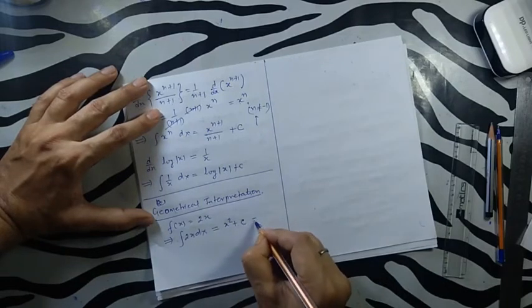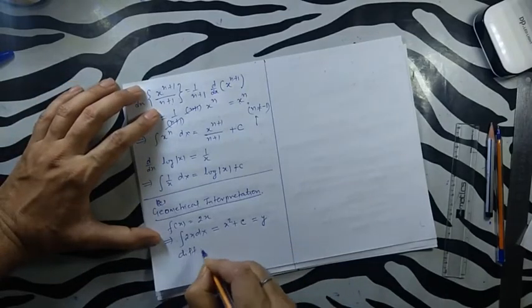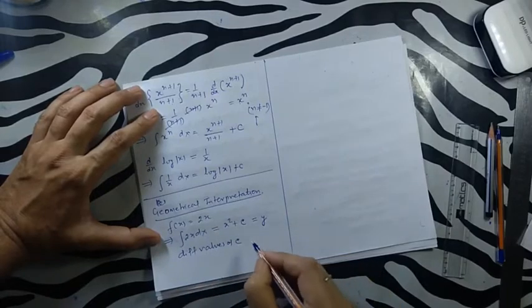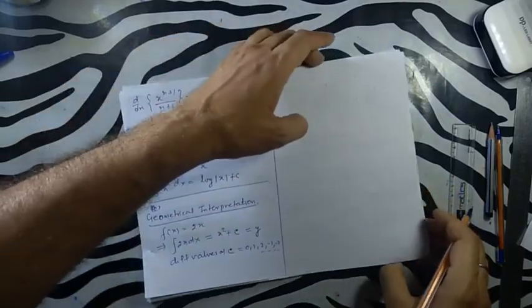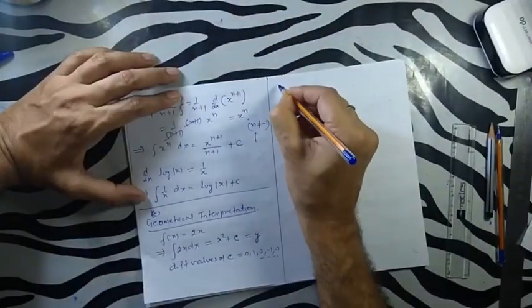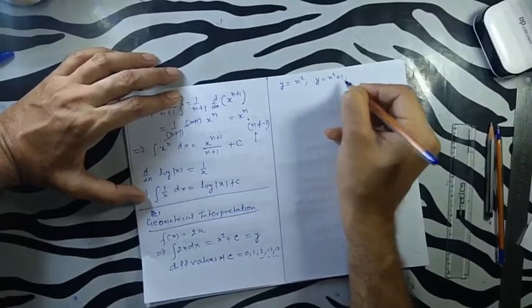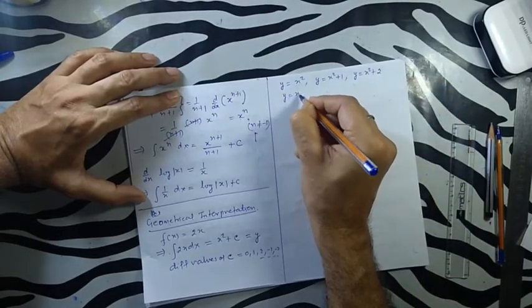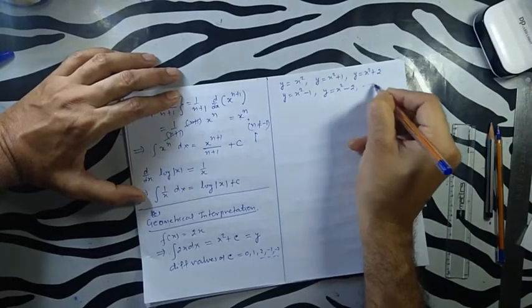Now let us consider it as y. If we take different values of c like 0, 1, 2, minus 1, minus 2, etc., what we'll get? We'll get different functions such as y is equal to x square, y is equal to x square plus 1, y is equal to x square plus 2. Similarly, y is equal to x square minus 1, y is equal to x square minus 2, and so on.